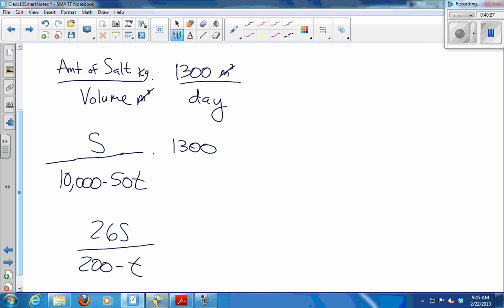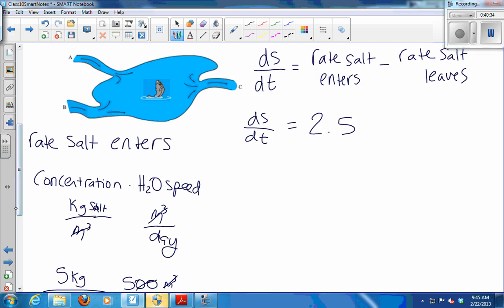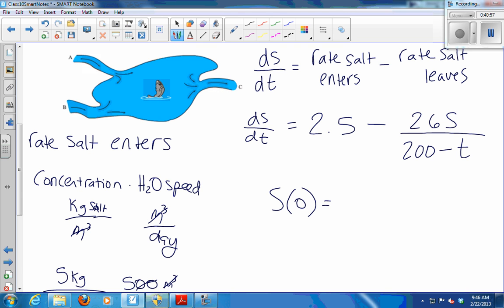So we go back and put that into our differential equation as the rate that salt is leaving the pond: 26S over 200 minus t. So there's our differential equation. To fully solve this, I need an initial condition, which would be what? S of 0, which is the amount of salt in the pond at time 0. It's 0, because they told us that the pond started clean.